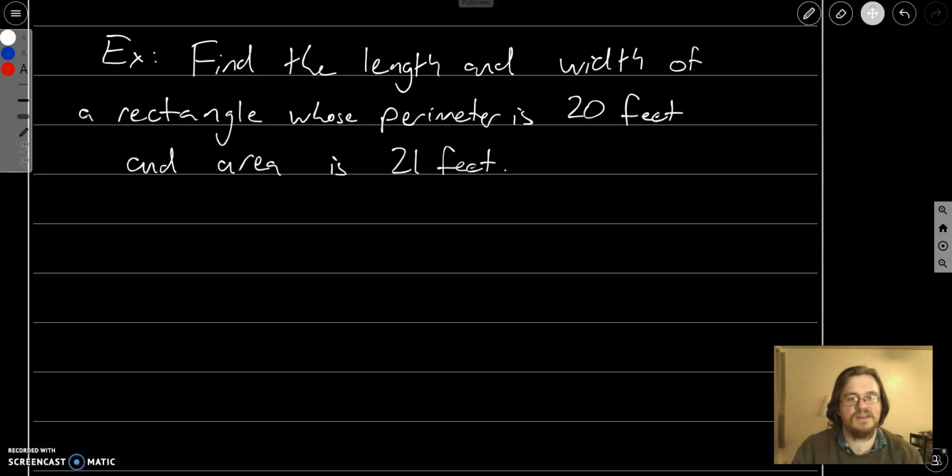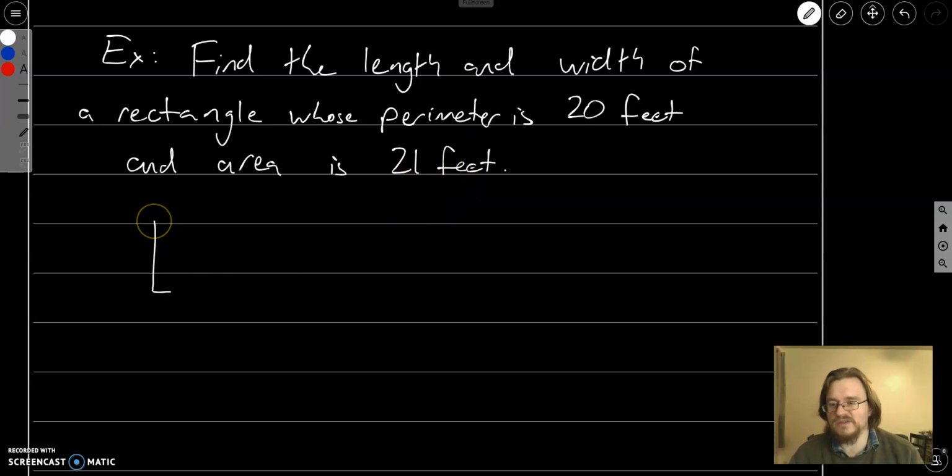Hello and welcome back. In this video we'll be looking at this last question in section 5.4, which involves an application of solving nonlinear equations. This is one that we have looked at a little bit before. Let's find the length and width of a rectangle whose perimeter is 20 feet and area is 21 feet.